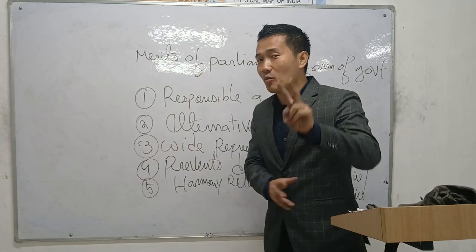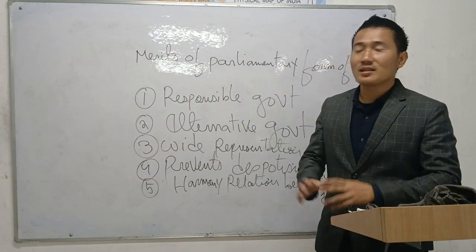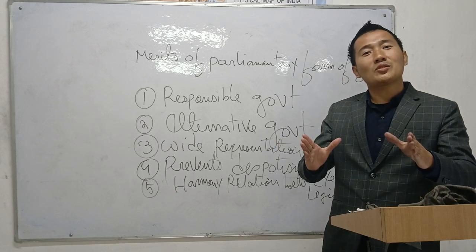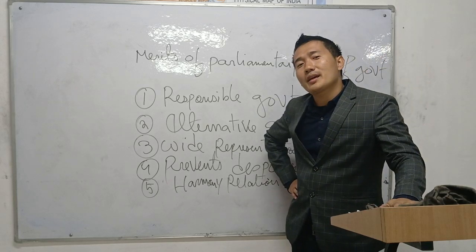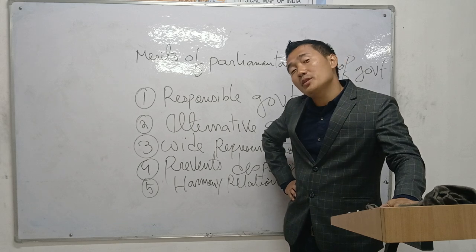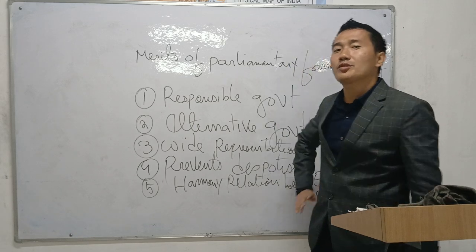So every time we have two types of people, right? One is, now Modi is the Prime Minister, he is running the country. But Modi will be replaced, just like Rahul Gandhi can take over if Modi is unable to deliver. This is the best feature of a parliamentary system.